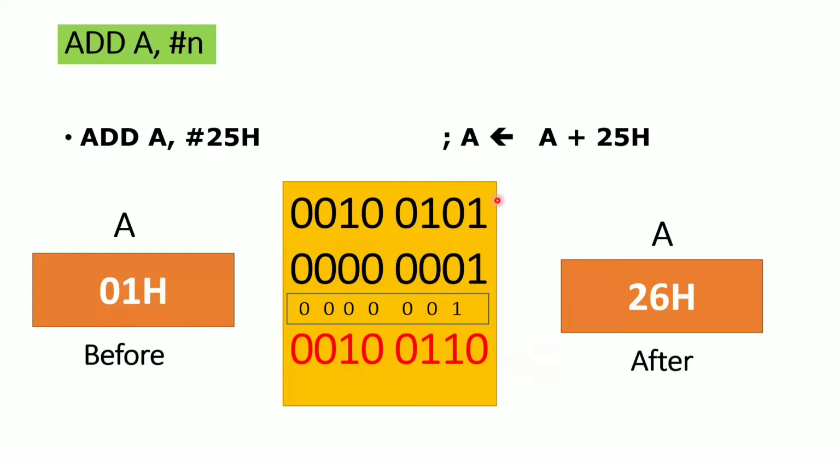Now we understood this, right? The next one is ADD A, Rn. Rn represents your registers. I'm sure you remember how many register banks there are. Total 4 register banks, each consisting of 8 registers, total 32 registers. You can use any of these 32 registers in any general purpose instruction.